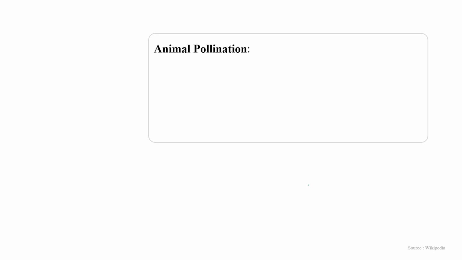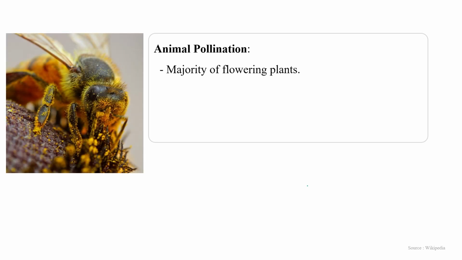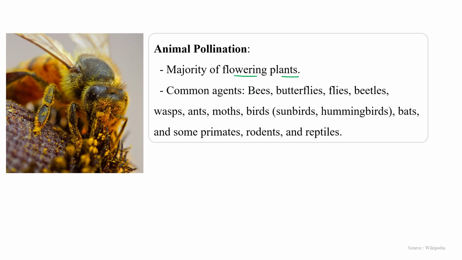Now, biotic agent means animal pollination. All those plants which utilize animals or insects for their pollination purpose. And this animal pollination is very common in flowering plants. What are those common agents? Bees, butterflies, flies, beetles, wasps, ants, moths, birds, hummingbirds, bats. Some primates, rodents and reptiles can also transfer pollen grains from one plant to another plant.